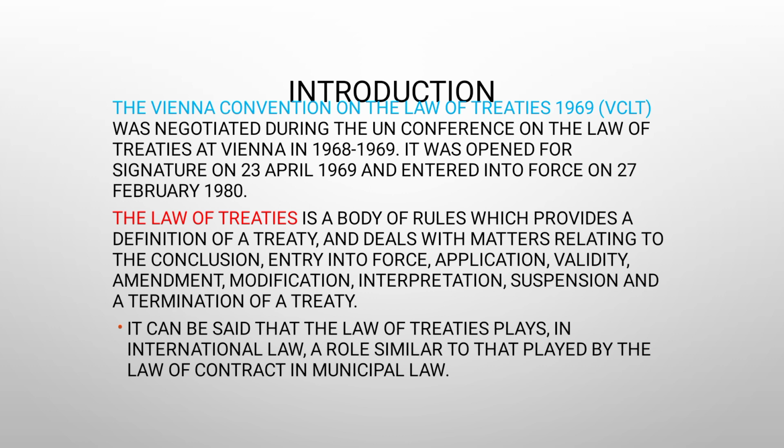Now, treaties. Introduction: the Vienna Convention on the Law of Treaties 1969, called VCLT, was negotiated during the UN Conference on the Law of Treaties at Vienna in 1968 and 1969. It was opened for signature on 23rd April 1969 and entered into force on 27th February 1980.